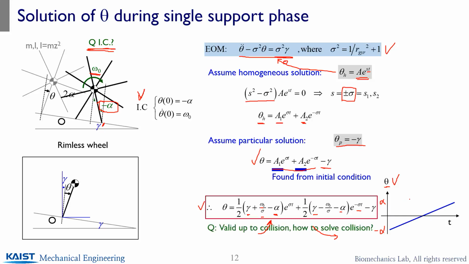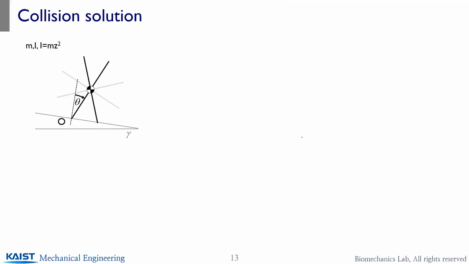Okay, so these solutions and equations of motion hold up to the single support phase. What I mean by the single support phase is before the collision occurs. So here, this leg, this spoke, is going to be coming down as this total system rotates, and it'll actually hit the ground and become a new stance leg. So we can solve up to the collision part, and whenever a collision occurs, what should we do?